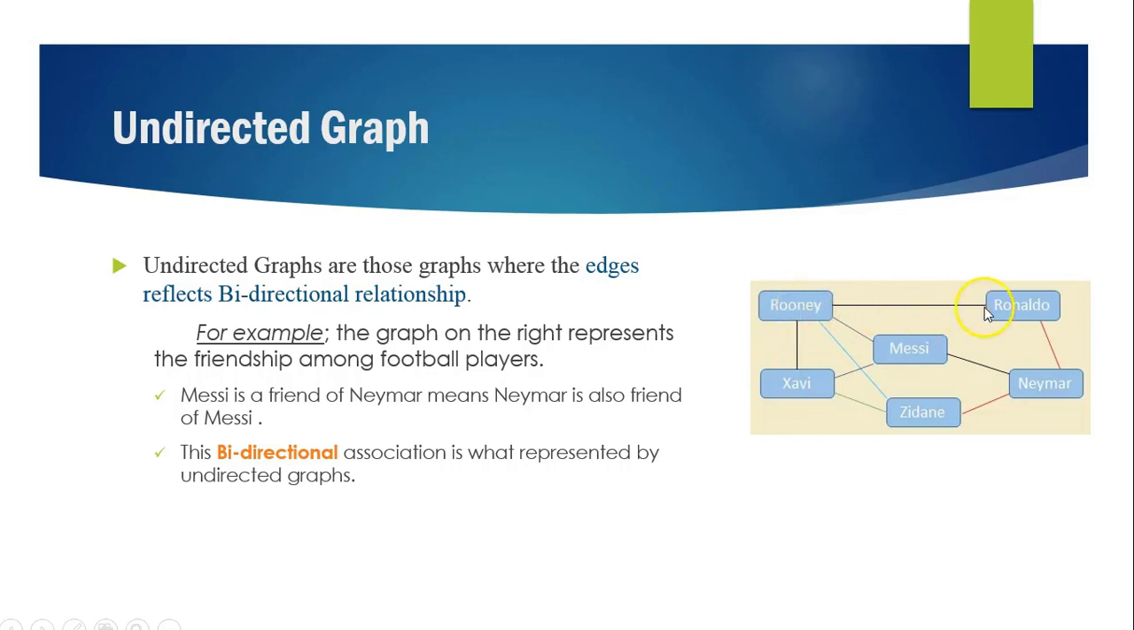Similarly, if Rooney is a friend of Ronaldo, then Ronaldo is also a friend of Rooney. And it is similar with Messi as well as Zidane. And here we can see that Messi is friends with Rooney, Xavi and Neymar. Similarly, Ronaldo is friends with Rooney and Neymar. And Zidane is friends with Xavi, Neymar and Rooney. So this represents an undirected graph where the association is bidirectional.